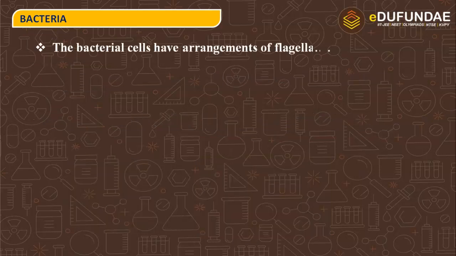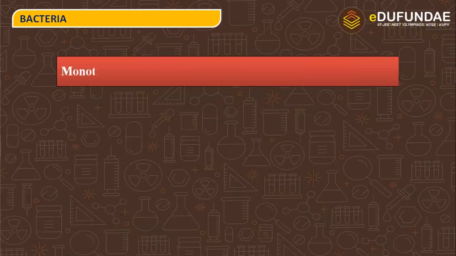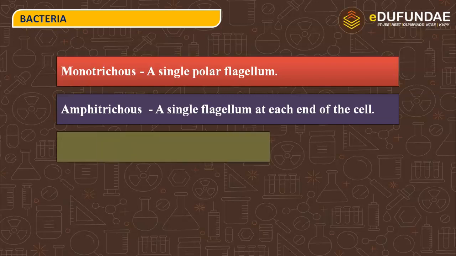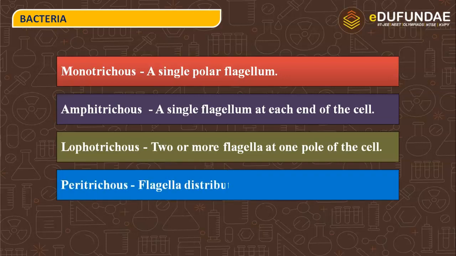The bacterial cells have arrangements of flagella, and they can be monotrichous, lophotrichous, amphitrichous as well as peritrichous. Now let us see what these are. In monotrichous form, a single polar flagellum is present. So the plural form is flagella and the singular form is flagellum. In case of amphitrichous, we see a single flagellum at each end of the cell. Then lophotrichous, two or more flagella at one pole of the cell, whereas in case of peritrichous, the flagella are distributed over the entire cell.